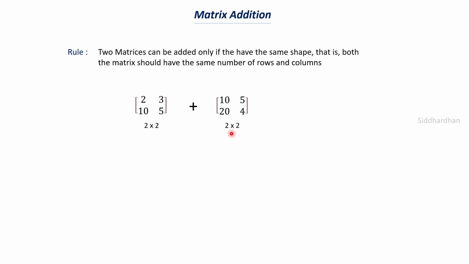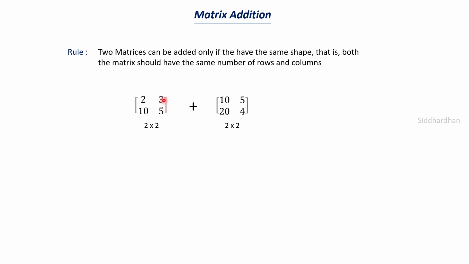When you add these two matrices, we get a resultant matrix. The values will be added element wise. What is the element in the first row and the first column? It is 2. Just consider the first row and the first column. In the first matrix, 2 is the element in the first row and first column. Here the element in the first row and the first column is 10. So the corresponding elements will be added. This is called element wise addition. Whenever you are doing matrix addition, we have to do element wise addition.